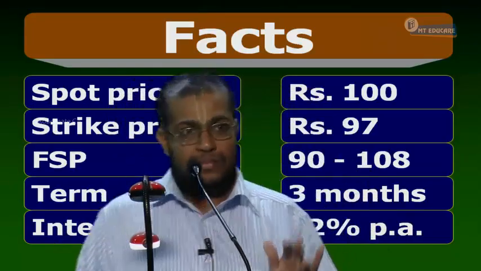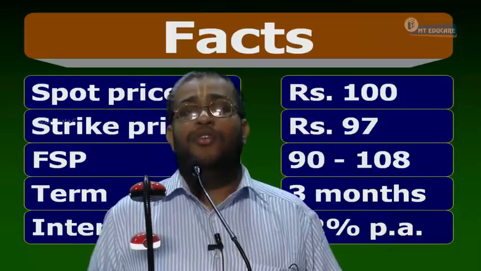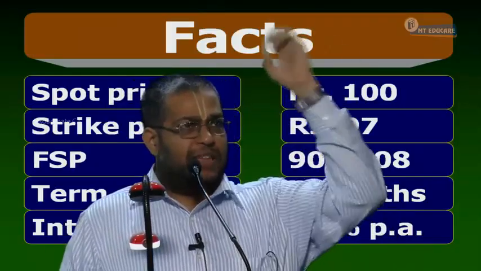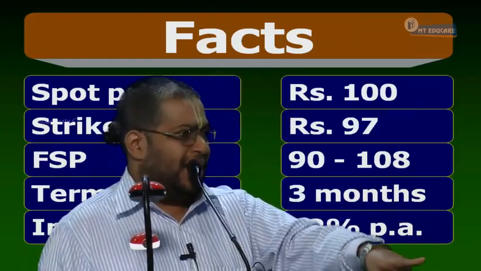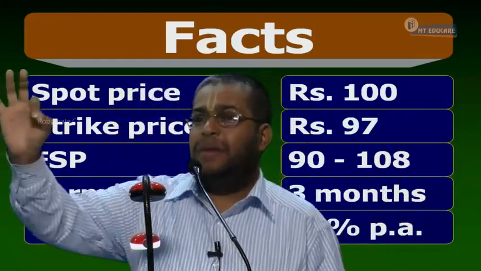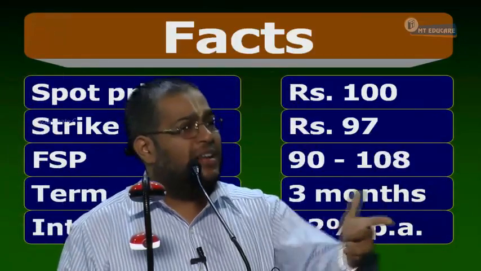Everybody understanding it? Now, so if FSP is 100, it is 11. If FSP is 98, it is also 11. 11 means always 11. The mean also will be 11. Sigma will be 0. I can discount at the risk-free rate.